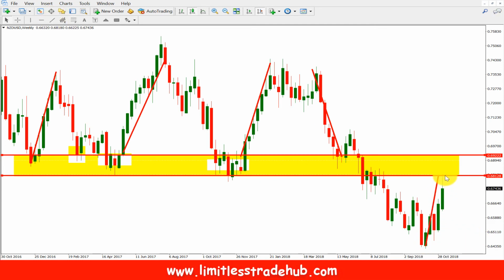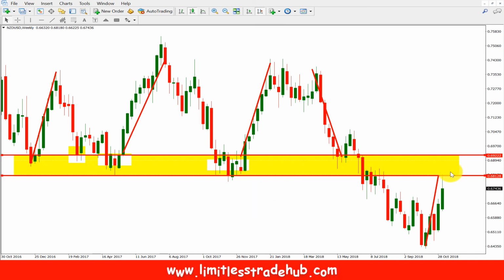And we are seeing that some rejection is happening. So if we get any good setup, we can again sell from here because our support has now turned into resistance, or our demand will now turn into our supply zone.